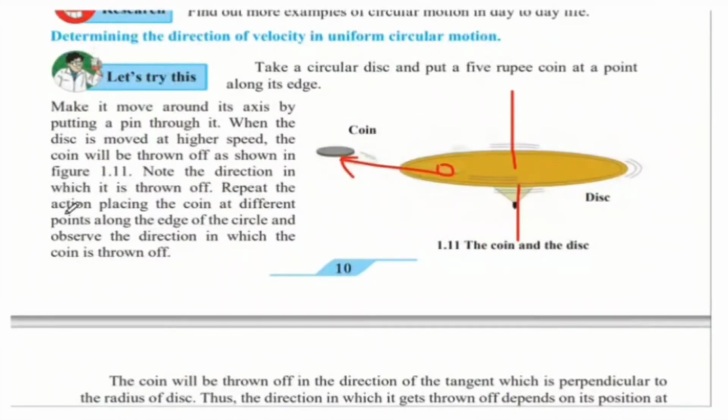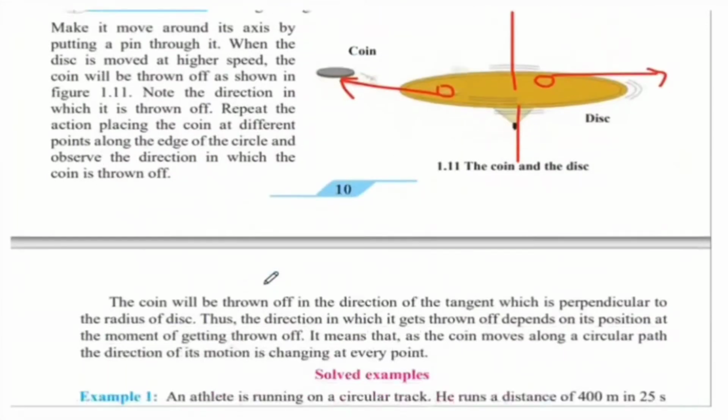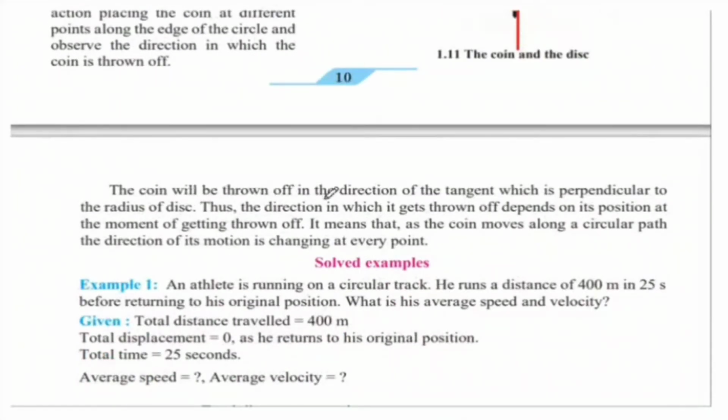Repeat the action by placing the coin at different points along the edge of the circle and observe the direction in which the coin is thrown off. So you have to repeat this experiment again and again by placing the coin at different locations around the edge. And again you have to turn it and watch where the coin is thrown off. The coin will be thrown off in the direction of a tangent.